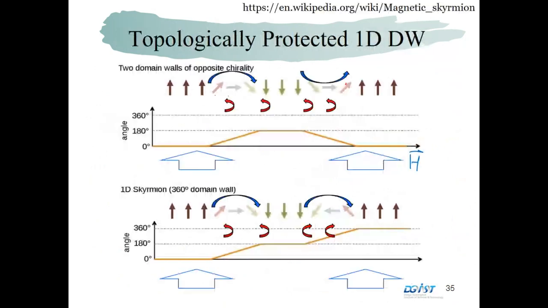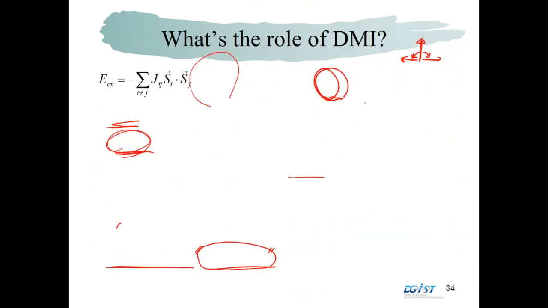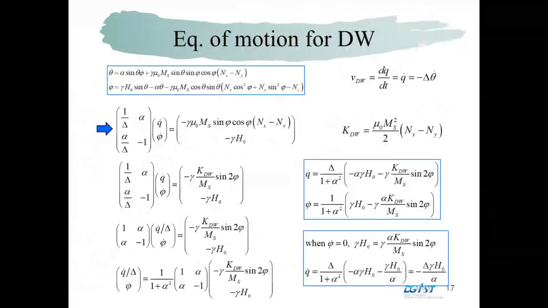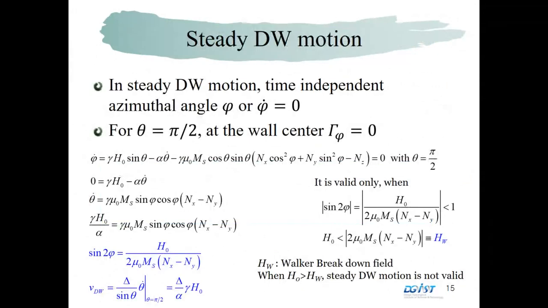So let's go back to our previous one. Walker breakdown means here, when they satisfy this relation, the field is smaller than this one, the domain wall motion is steady motion. When the external field is larger than this one, the Walker breakdown can happen. Then what's the meaning of this term?